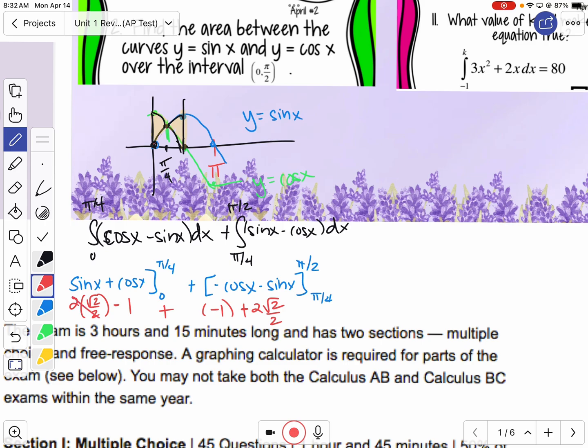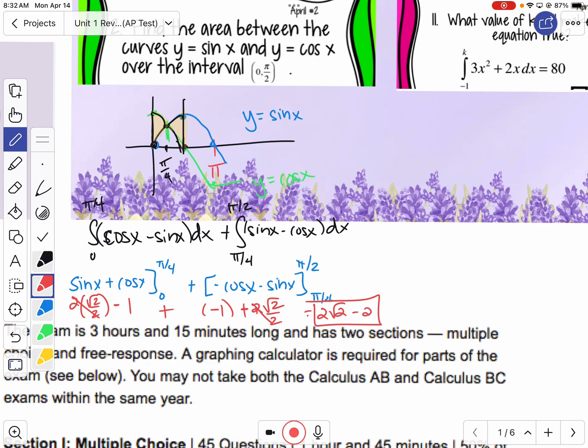So the 2's are going to cancel, correct? And it's going to give me 2 square roots of 2 minus 2 for an exact answer. Did I do my arithmetic right? I did a lot in my head because I ran out of space.